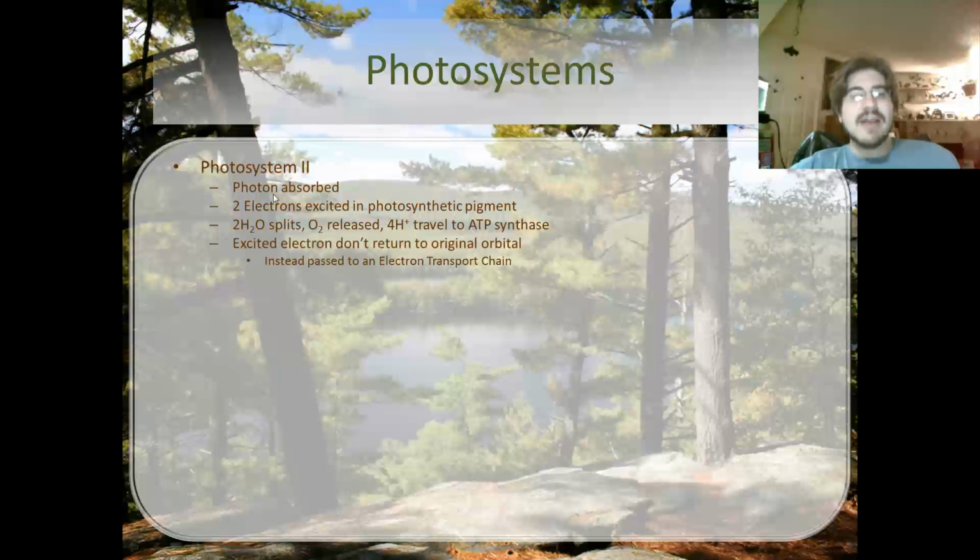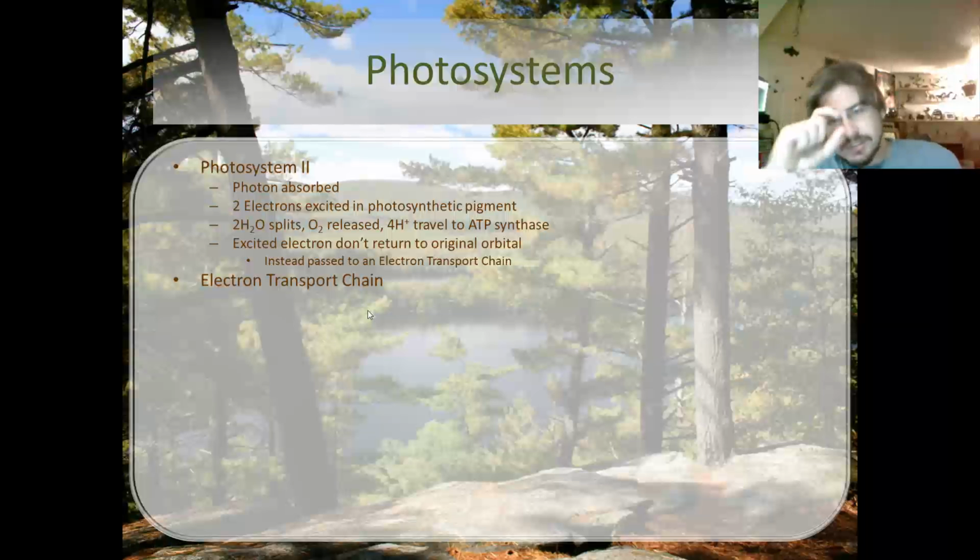Now, those excited electrons from the pigment, they don't return to their original orbital. If they did, plants would glow. Plants don't glow, so something else is going on. What's going on is that they are passed into an electron transport chain. So there it is, an electron transport chain. And this is going to be very similar to the electron transport chain we saw in cellular respiration, just on a smaller scale. So the electrons from photosystem 2, those 2 electrons, pass from protein to protein in the electron transport chain.